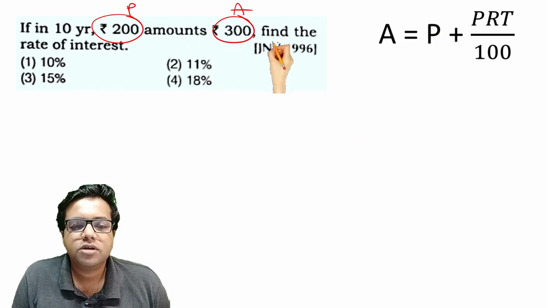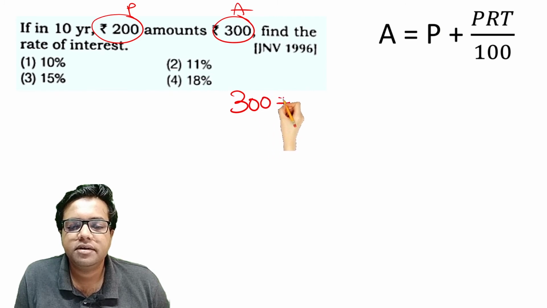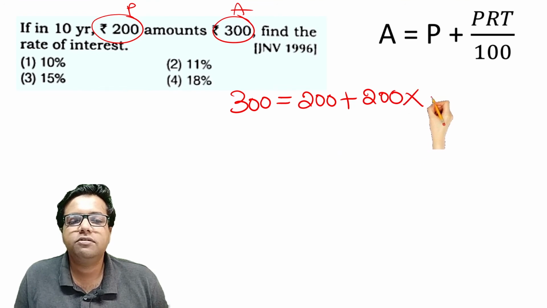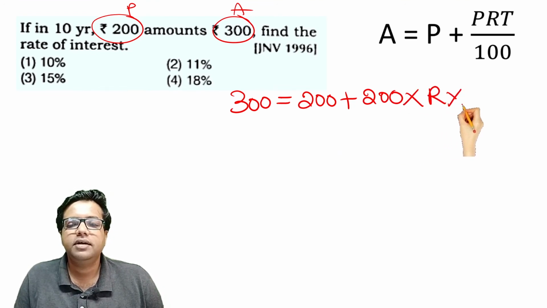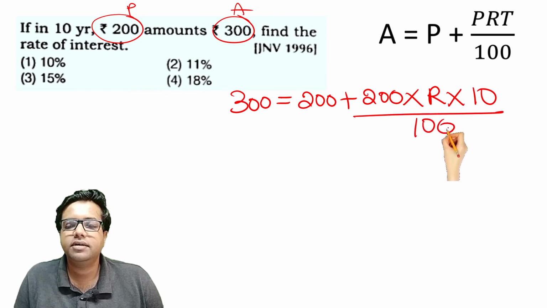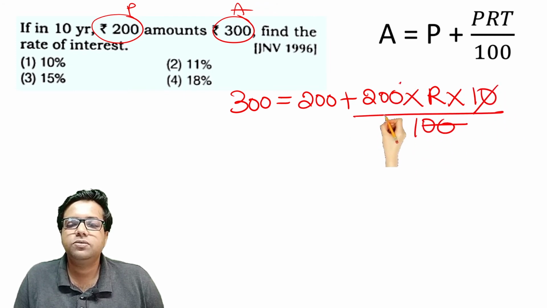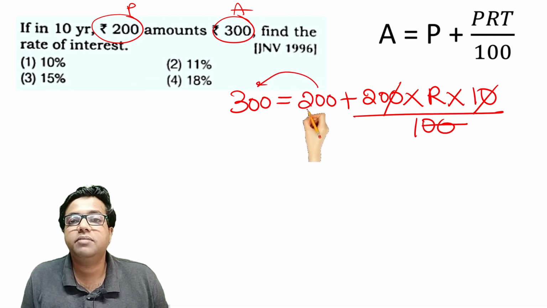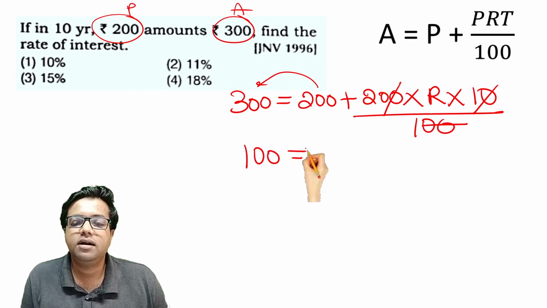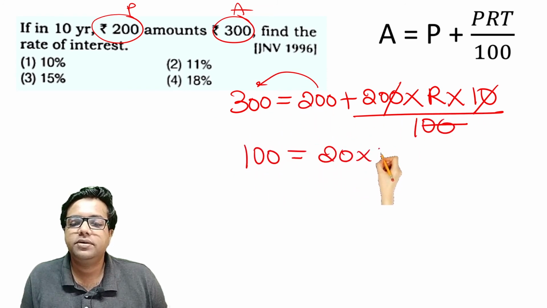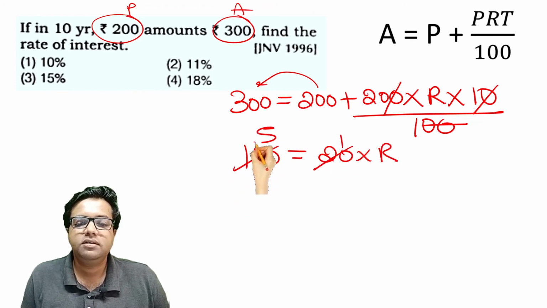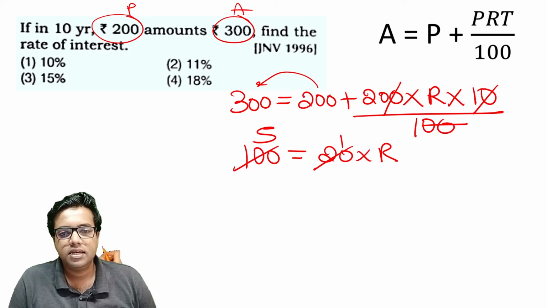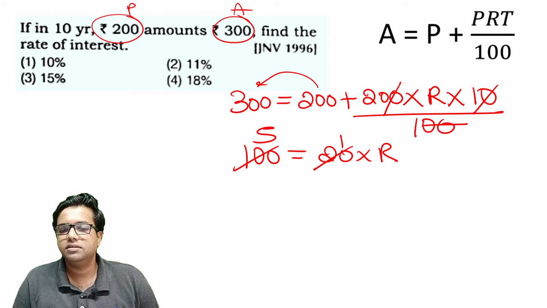The amount is given, so put the value of amount: 300 is equal to principal, 200, plus principal 200 into rate of interest, which we don't know, we need to find it, r, into time duration 10 years by 100. These two zeros go away, so you're left with 20r here, and this will go to the right hand side, that becomes 300 minus 200. 300 minus 200 is 100. 100 is equal to 20 into r. 25 is 100. Did we do something wrong here?